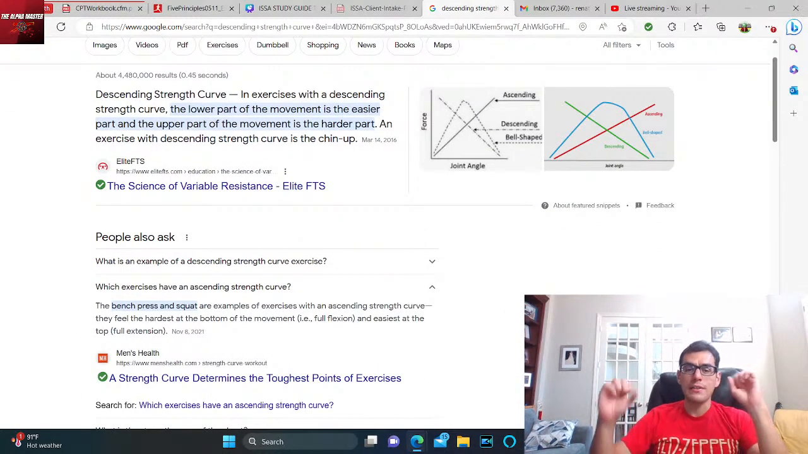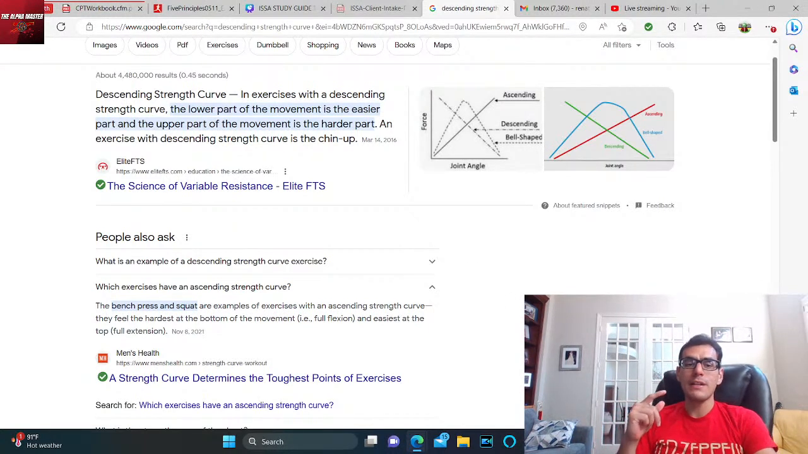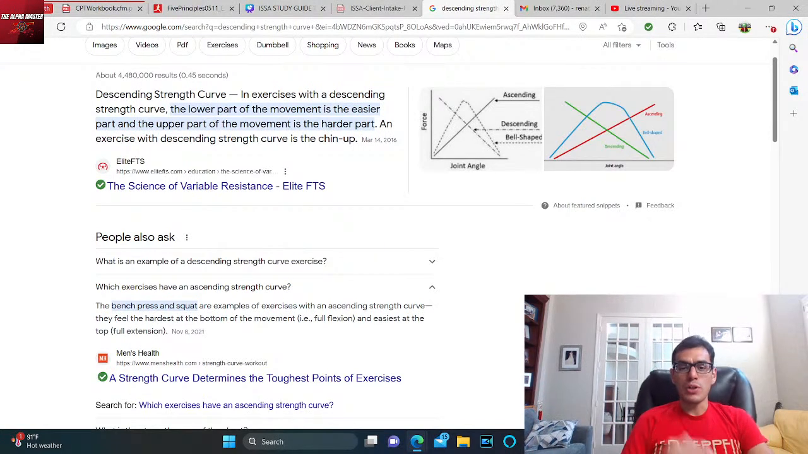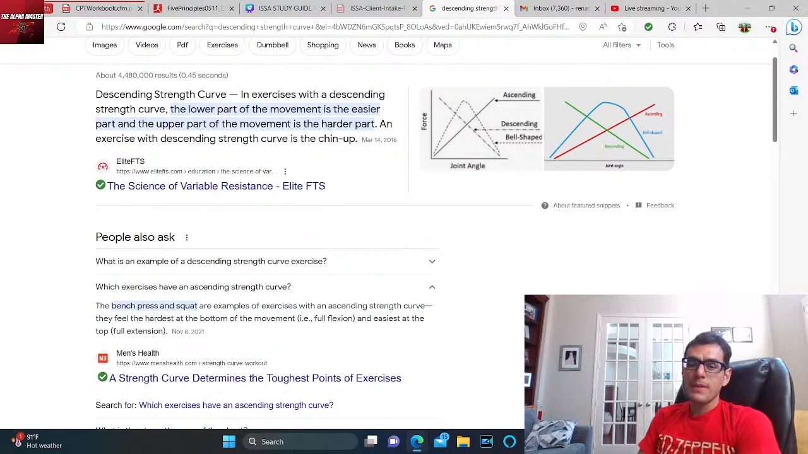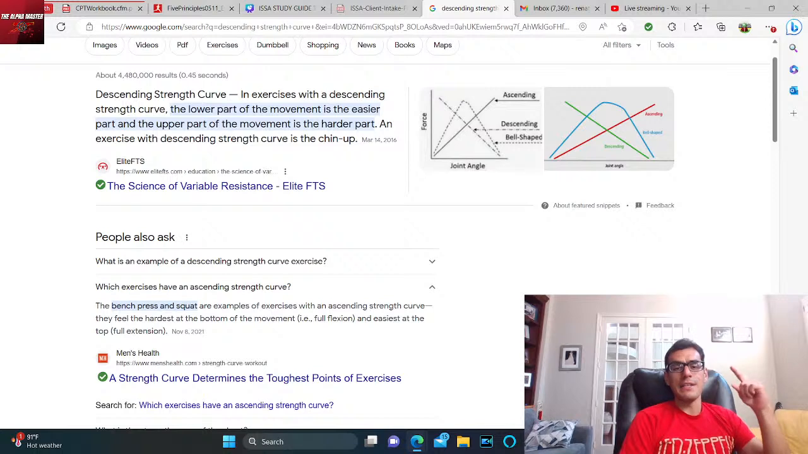The bench press and the squat are examples of an ascending strength curve. They feel the hardest at the bottom of the movement, full flexion, and easy at the top, full extension. When it is fully flexed, it is harder. When it is fully extended, it is easier. That's for exercises with an ascending strength curve.